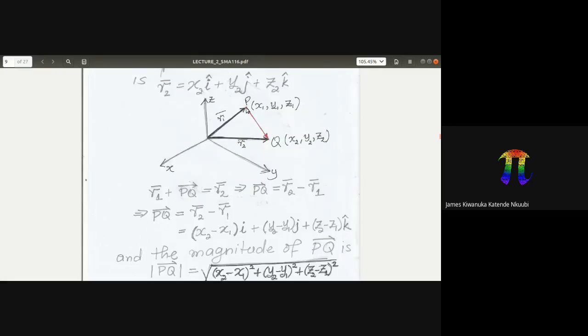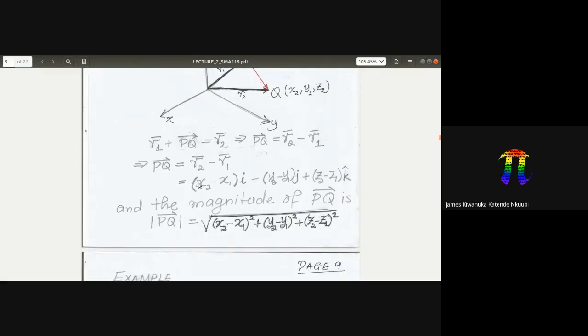So now I have my vector PQ, the vector with terminal point Q and initial point P. I can now write it as (x2 minus x1)i plus (y2 minus y1)j plus (z2 minus z1)k. I can also get the magnitude of this vector, so the magnitude will simply be the square root of (x2 minus x1) squared plus (y2 minus y1) squared plus (z2 minus z1) squared.